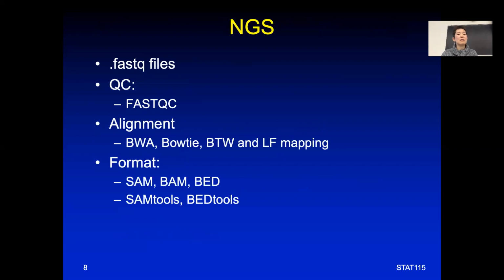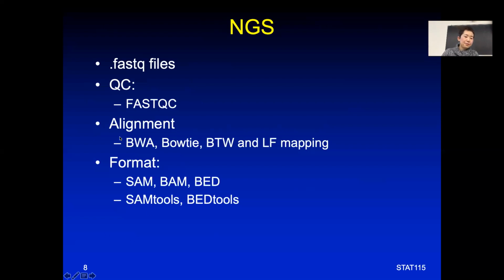And then we started doing next generation sequencing. With next generation sequencing, the raw data you are going to get is the FASTQ file. And you have already seen that in homework 2. For quality control, we do FastQC just to make sure that toward the end of the read, the quality doesn't drop too quickly, depending on how long you sequence.